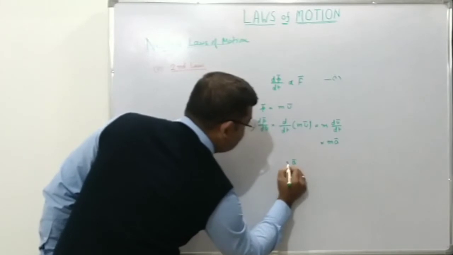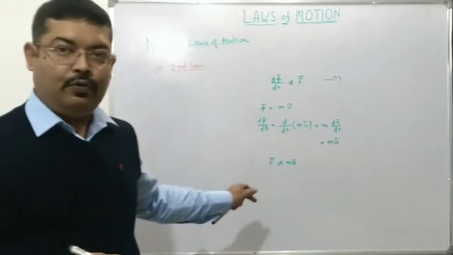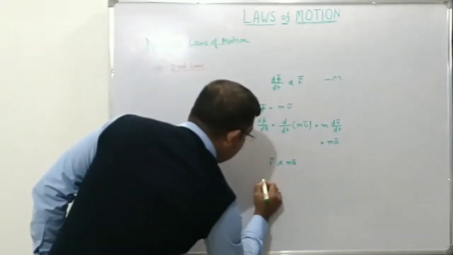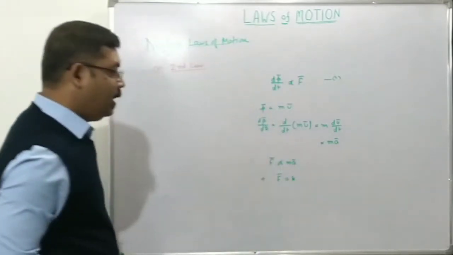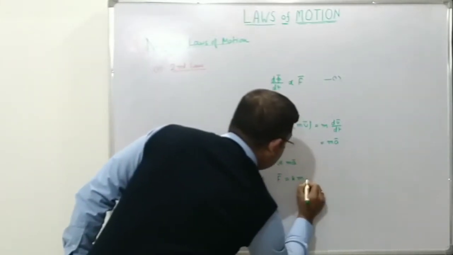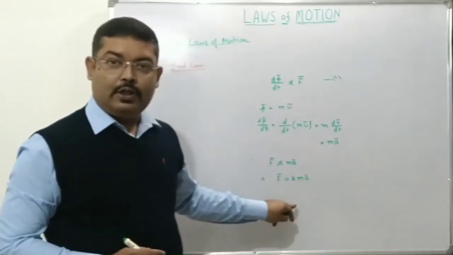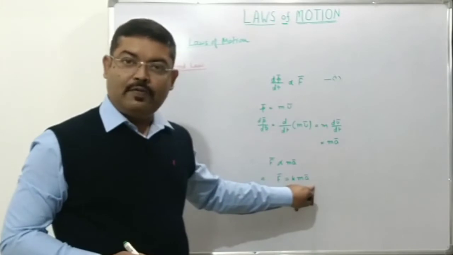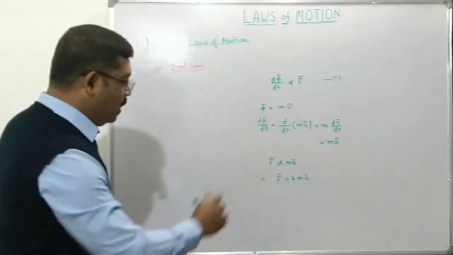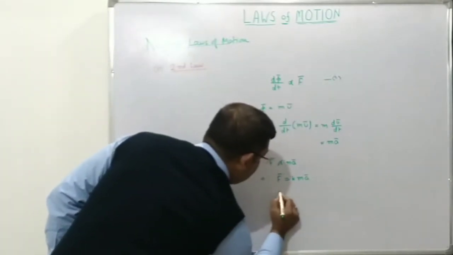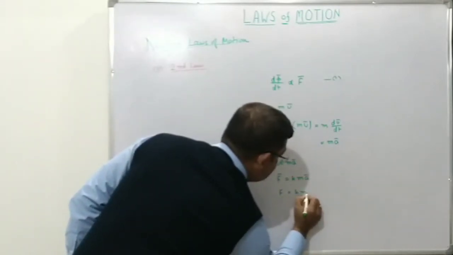acceleration produced in a body of mass m is directly proportional to the unbalanced applied force, external force. Or we can say that force is equal to some constant of proportionality k into mass into acceleration. Clearly, it's a vector equation. Force is a vector, acceleration is a vector, so the relationship between force and acceleration is a vector relationship. This we need to keep in mind. So if I take modulus of both sides, we get F, magnitude of the force, must be equal to constant times mass into acceleration.